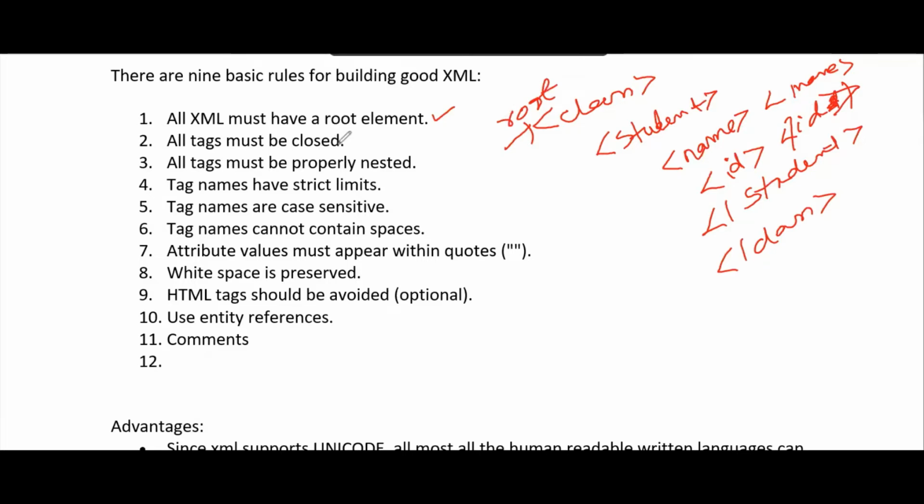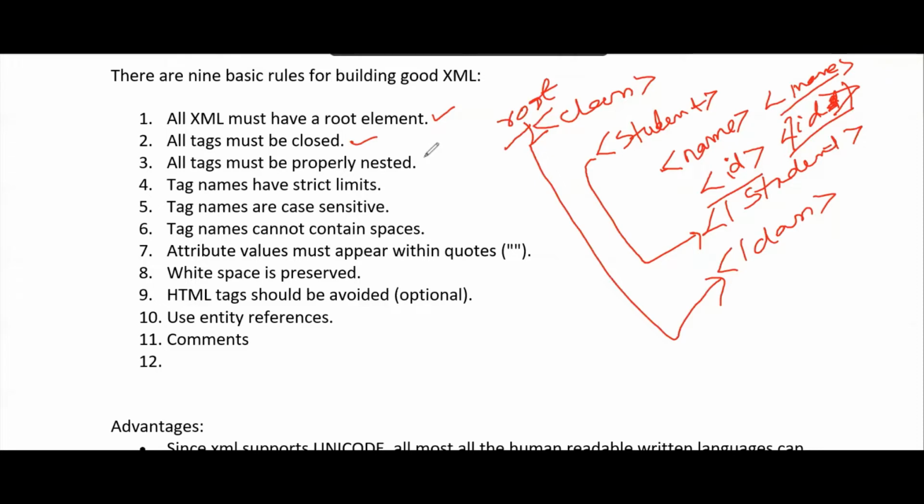Now all tags must be closed. As I said, for every opening tag, there is a closing tag. Here I have an open class tag, and you can see I have a close class tag. For the student open tag, I have a closing student tag. For name, I have a closing name tag. For ID, I have a closing ID tag. So all tags must be closed properly.